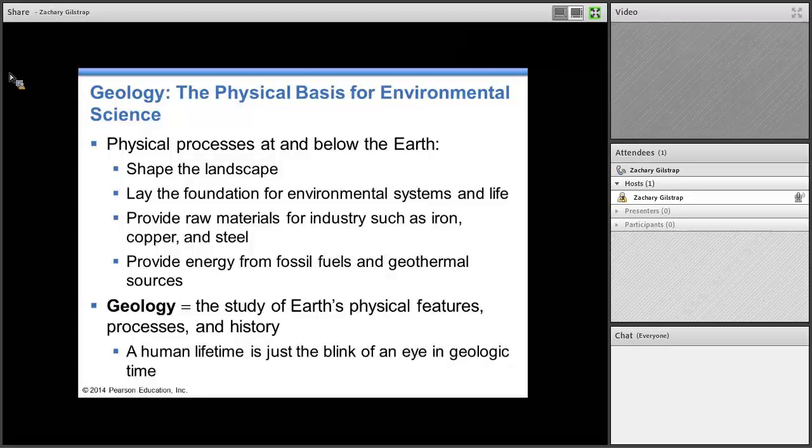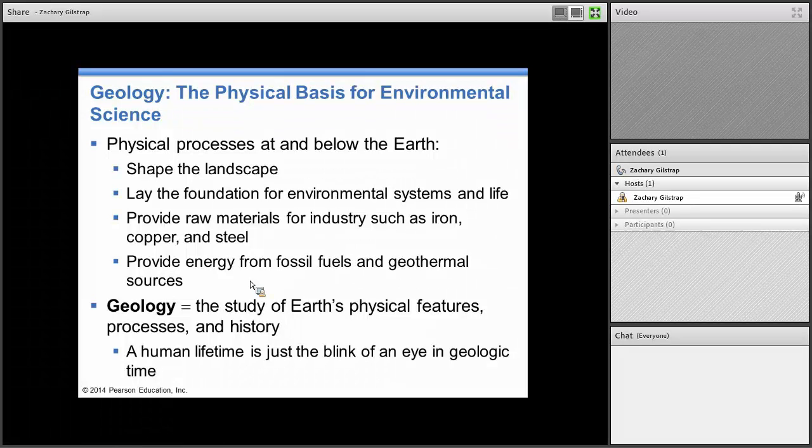Geology, the physical basis for environmental science. A good place to begin understanding how our planet functions is right beneath our feet: the rocks, the soil, and the sediments. Understanding the physical nature of our planet also benefits our society. Our planet is dynamic, and this dynamism is what motivates geology, the study of Earth's physical features, processes, and history. Two geologic processes of fundamental importance are plate tectonics and the rock cycle.